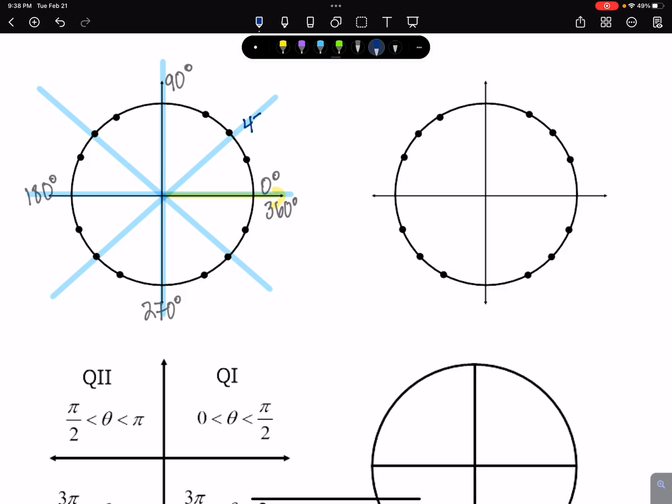So 45 degrees for our first turn plus another 45 is 90. And I'm working this way. Another 45 is going to give us 135 degrees. Another 45 brings us to 180. Another 45 is 225 degrees. Another 45 is 270. Another 45 is 315 degrees. And then the last 45 is 360 degrees.